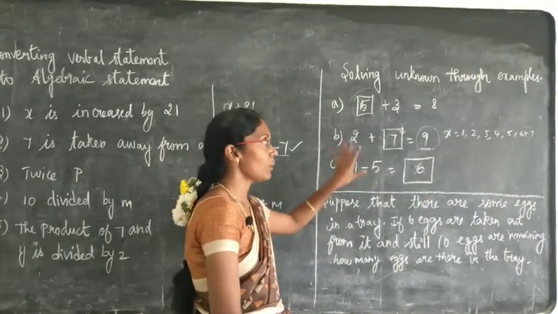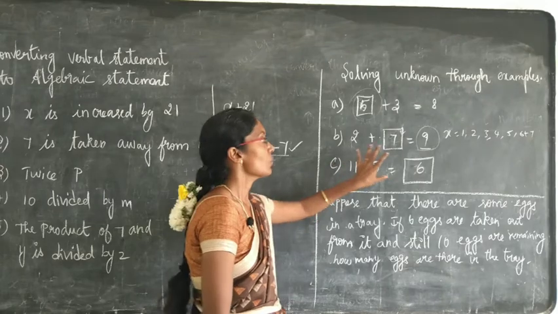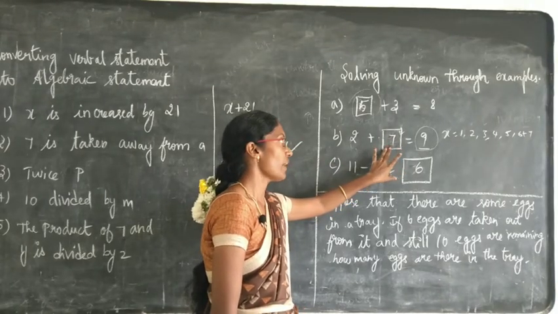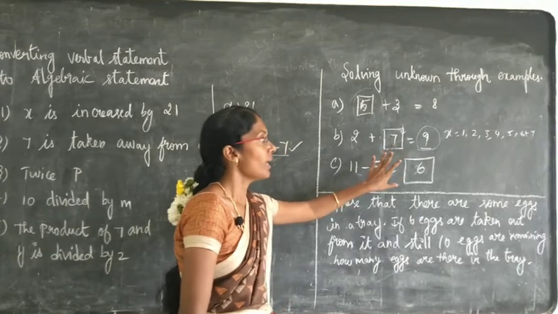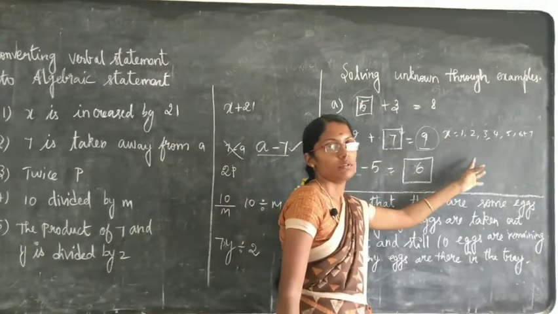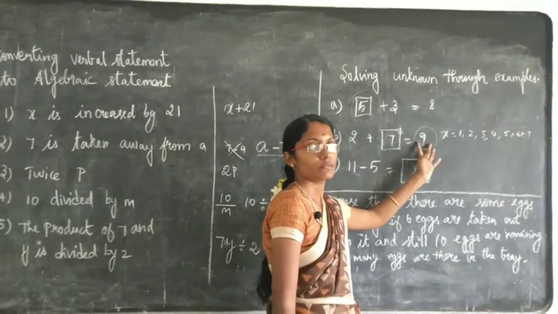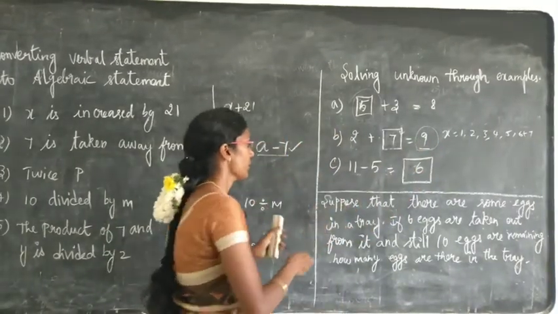Okay, are you all clear about these examples? This unknown number, you can take it as a variable x, and we have to find the value for x by trying the values 1, 2, 3 up to where you get the answer. Okay, so next one, second example.